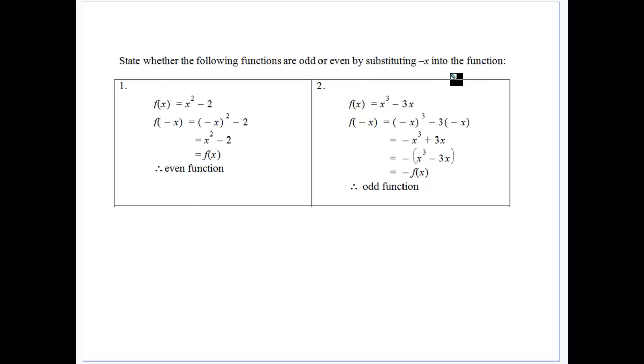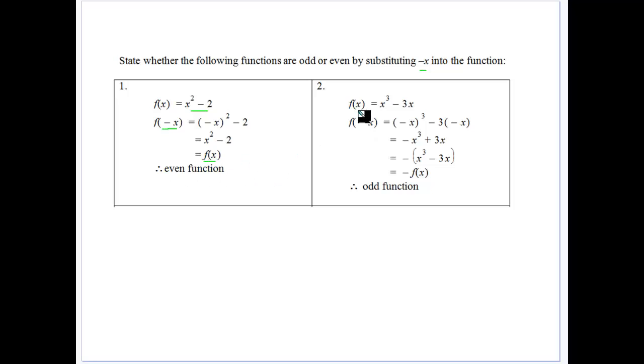So you're proving now using negative x, to see if it's an odd function or even function. We sub in minus x. So we get minus x all squared minus 2, which gives it back to x squared minus 2, which is what we started with. So it's an even function because the function of minus x is equal to the function of x. So all the x values, no matter where we put them, positive or negative, will give us the same y values.